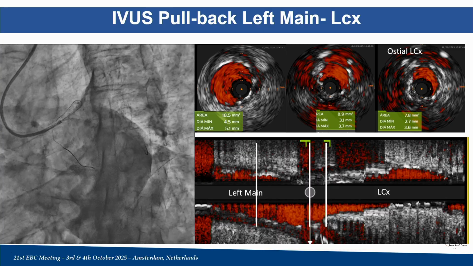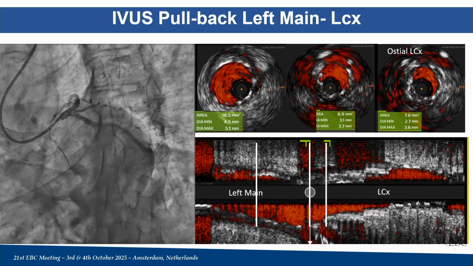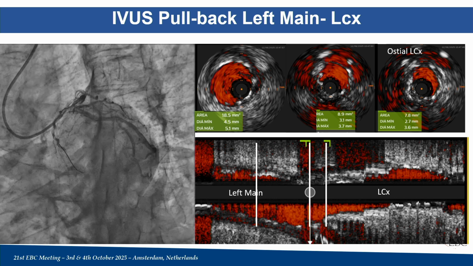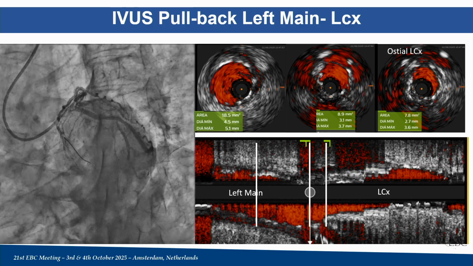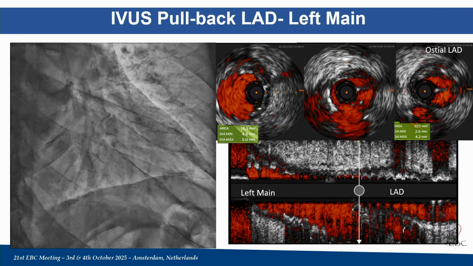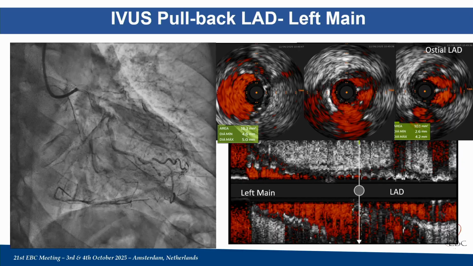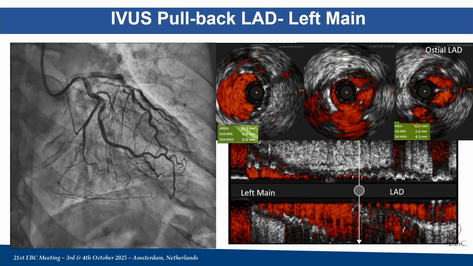This is an excellent example of how contemporary stents are able to adapt to the different segments of the bifurcation despite the different diameter reference. We also assess the final result by IVUS, the LAD, excellent situation of the ostium of the LAD, 10 square millimeters at the level of the bifurcation.